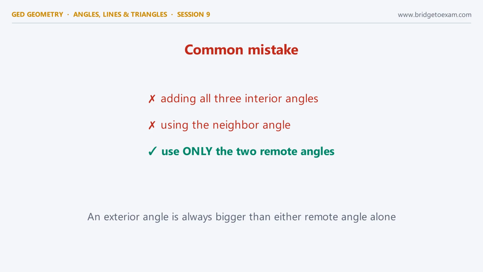One more helpful check. An exterior angle is always larger than either remote angle by itself, because it equals their sum. If your exterior angle is smaller than one of the remotes, something went wrong.